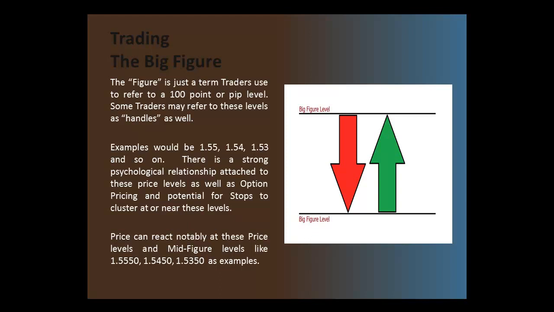There's a strong psychological relationship attached to these price levels, as well as option pricing and potential for stops to cluster at or near these price levels. Price can react notably at these price levels and mid-figure levels like 1.5550, 1.5450, or 1.5350. So the midpoint between the big figures, the 50% price, is a mid figure. That has a psychological impact on the market as well.